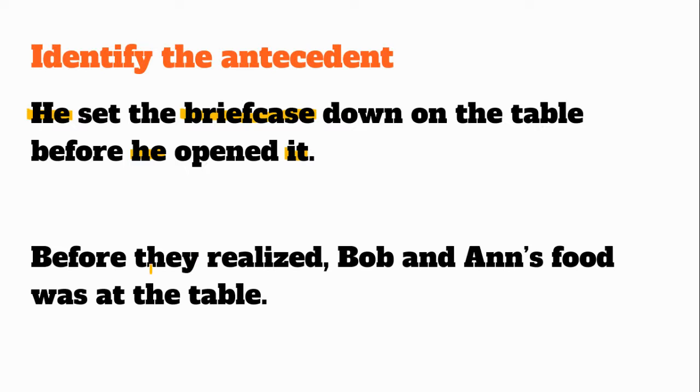Let's look at another example. "Before they realized, Bob and Ann's food was at the table." They is a pronoun. It looks to be the only pronoun in this sentence. Later in the sentence, we see Bob and Ann. They is a pronoun that refers to the antecedent of Bob and Ann.